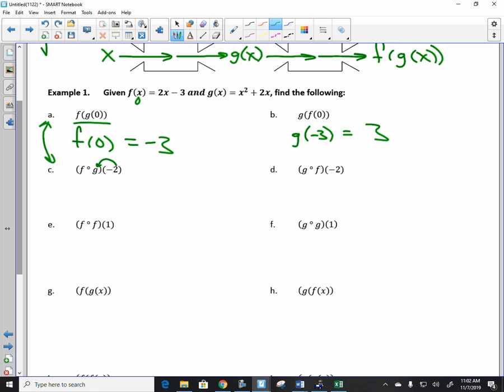I take -2 and I plug it in for g. What do you get when you plug in -2 to g? I get 0. Then I take 0 and plug it in for function f, and I get -3. I'd like you to do D, E, and F on your own. Go ahead, try D, E, and F. Go.